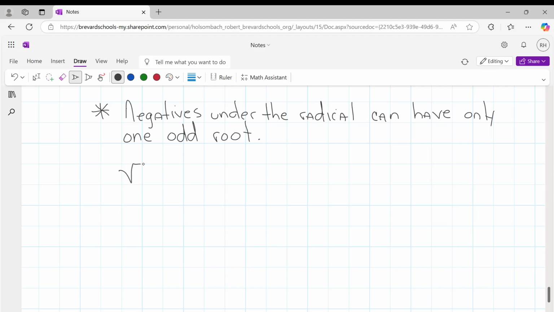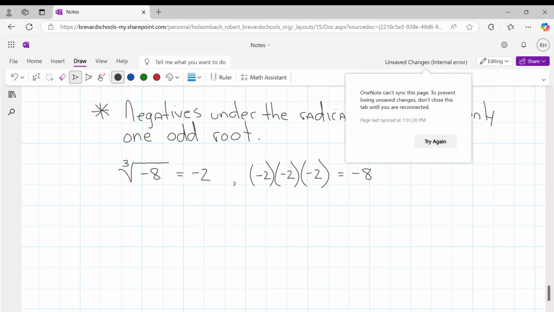If you're asked to find the third root of -8, there's only going to be one root here, and that's going to be -2. That's because if you took -2 times -2 times -2, it would be equal to -8. The third root of -125 is equal to -5, for the same reason. If you take -5 and raise it to the third power, it's equal to -125.